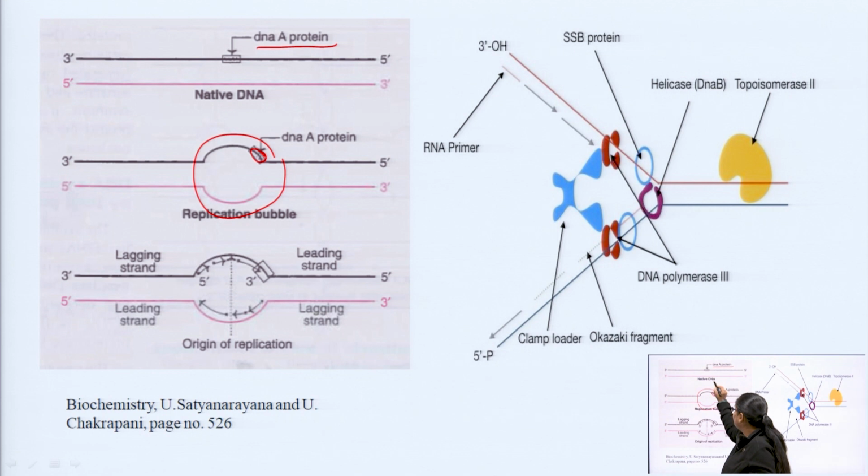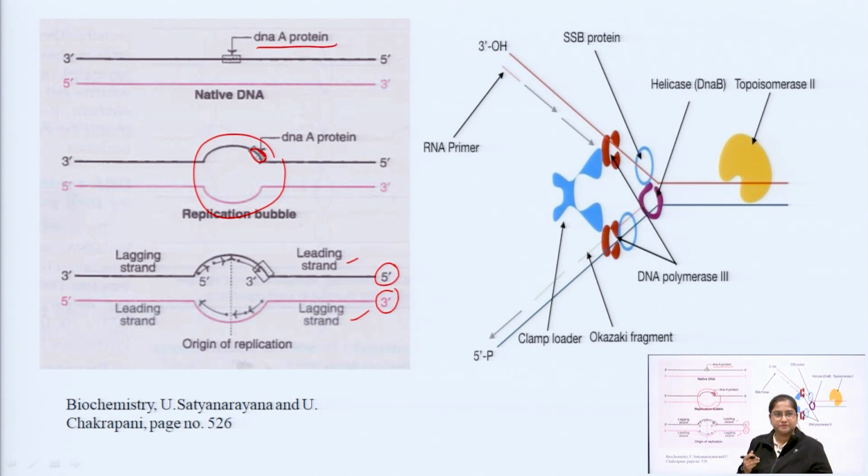In these two parallel lines, there is an ori, that is origin of replication, and in the third structure we are seeing that the initiation of daughter DNA synthesis has already started. So, now we are seeing here leading strand and lagging strand. Now, let us understand what is leading strand and what is lagging strand, and here some numbers are written like 5', 3'.